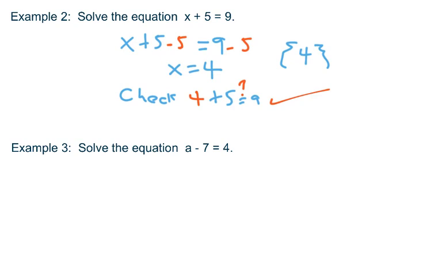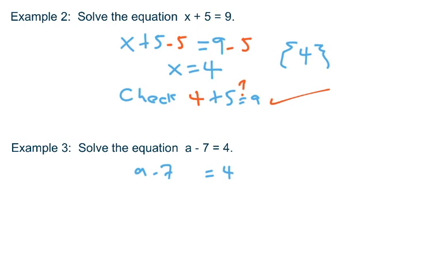Let's look at another one. A minus 7 equals 4. So the goal is that I want to isolate the variable. Notice I'm using a variable other than x, just for variety. That can be anything. I want to get the variable by itself. I have this principle of balance, which says that if I perform a mathematical operation on one side, I perform the same operation on the other side, the equation will be equivalent.